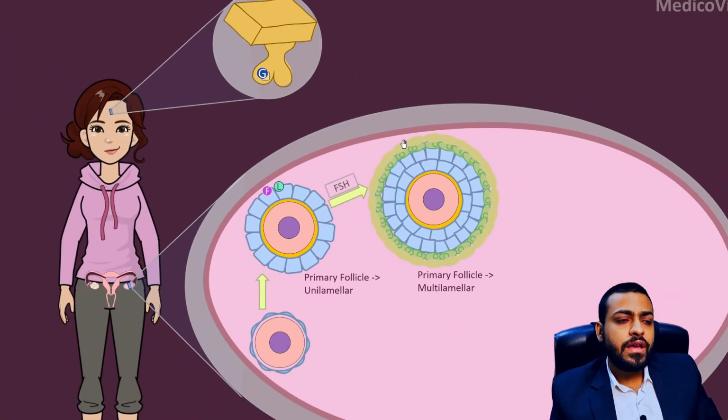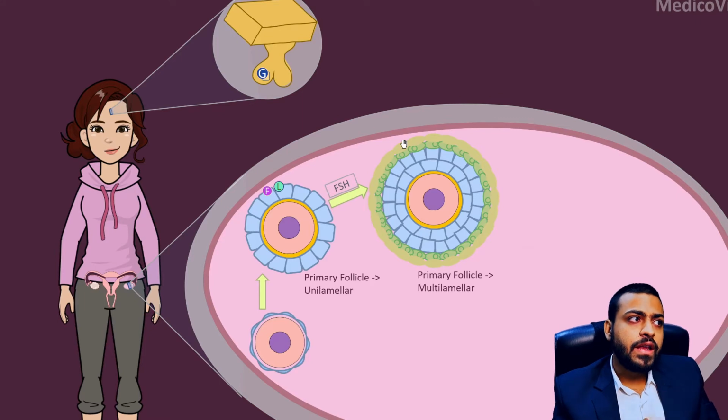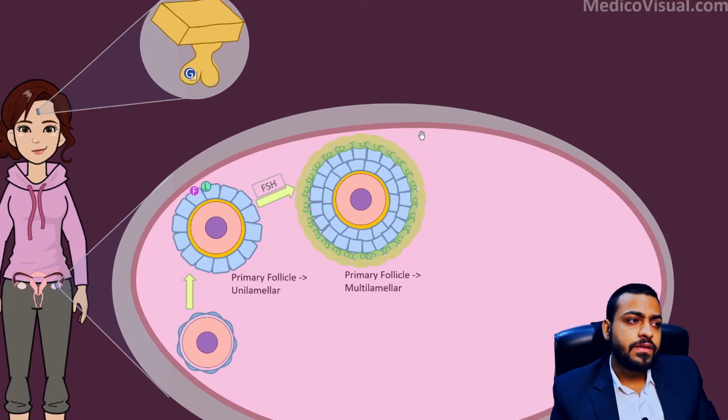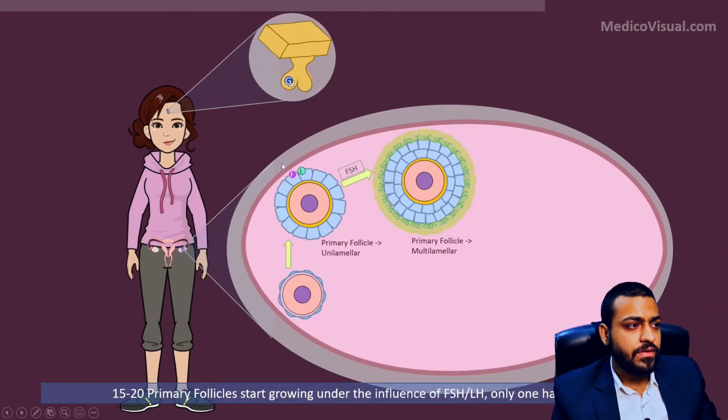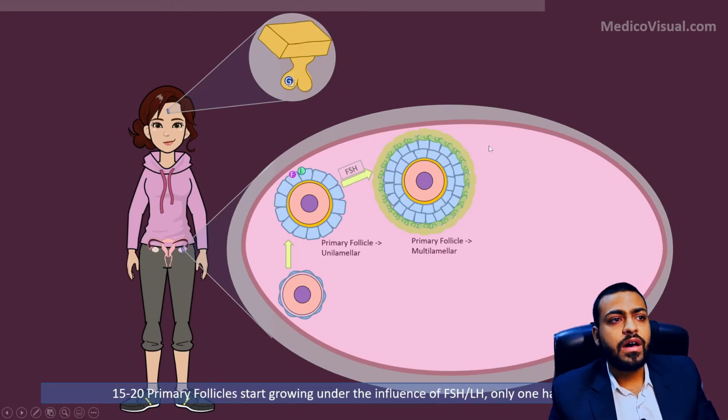Now here a very important role of LH must be discussed. Of course, as I've told you, the levels of FSH and LH are both rising in blood. So here along with FSH, LH especially acts on these theca cells, especially theca interna cells, and it causes these theca cells to release testosterone.